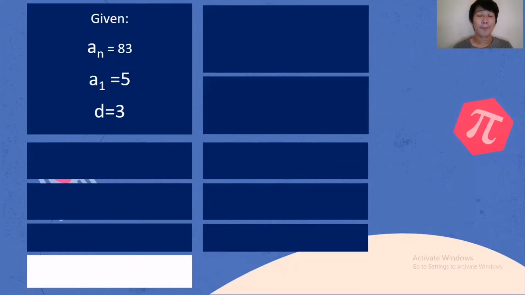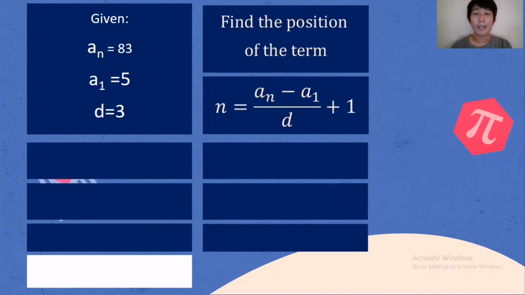Another example: a sub n is 83, a sub 1 is 5, the difference is 3. What is the position of the term? What is the place, the position of 83 on the given arithmetic sequence? Given the formula a sub n minus a sub 1 over d plus 1, where a sub n is 83, a sub 1 is 5, and d is 3. So, substitute the given on the formula.